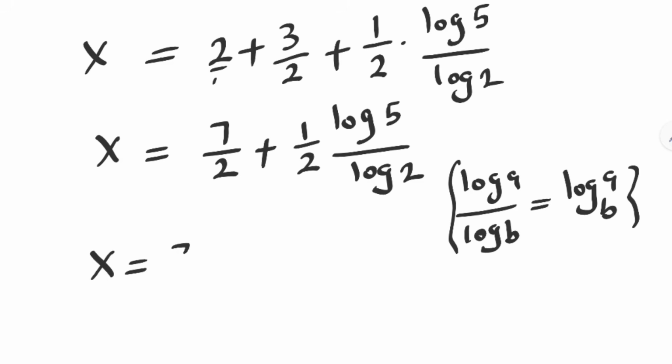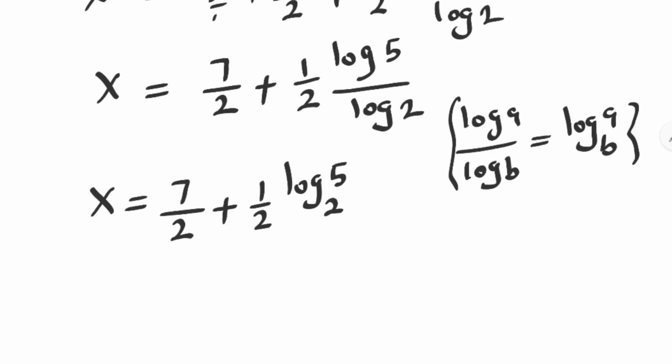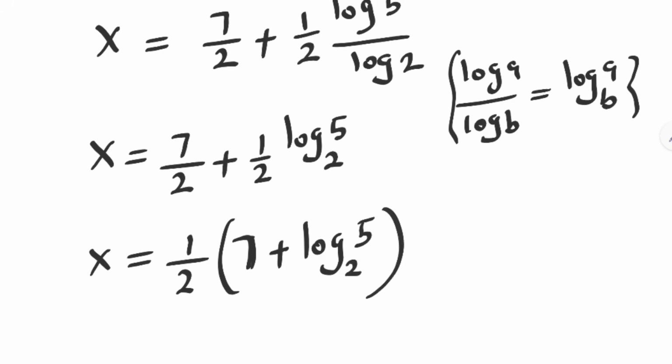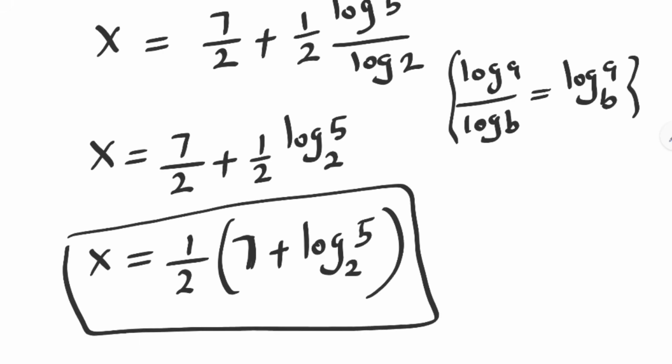x is equal to 7 over 2 plus 1 over 2 log 5 base 2. Then you can see that 1 over 2 is common. x is equal to 1 over 2 bracket 7 plus log 5 base 2. Then this is the final answer.